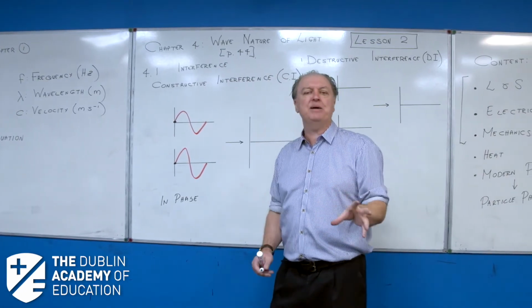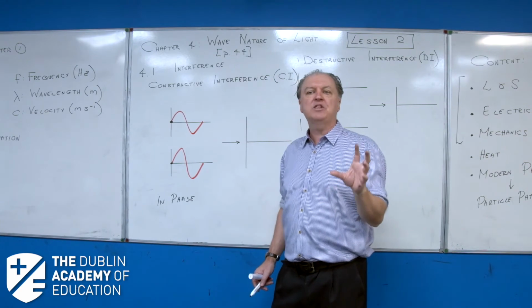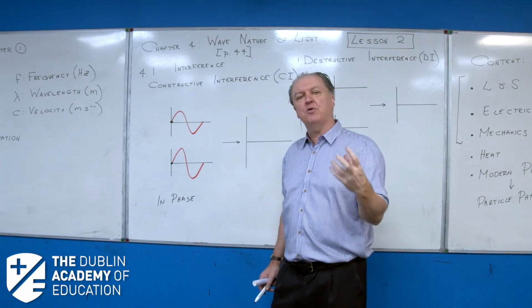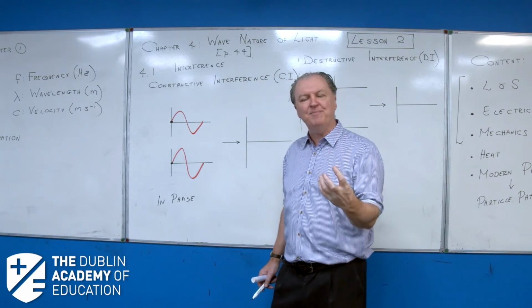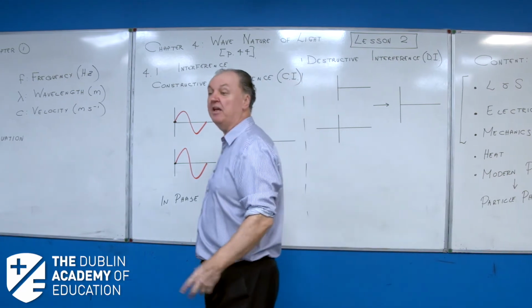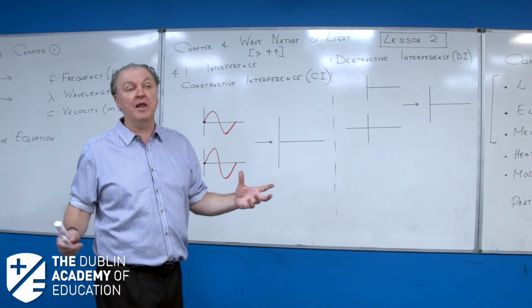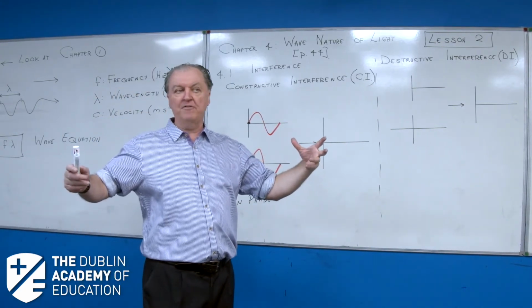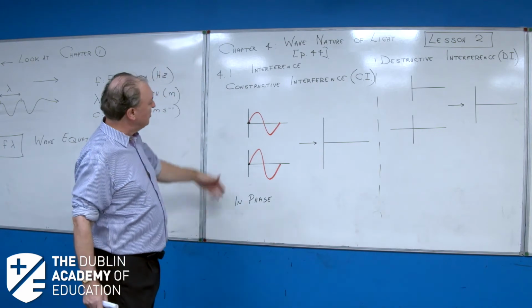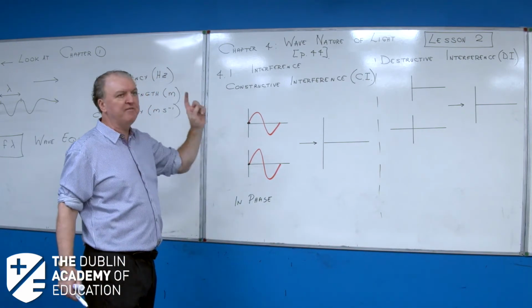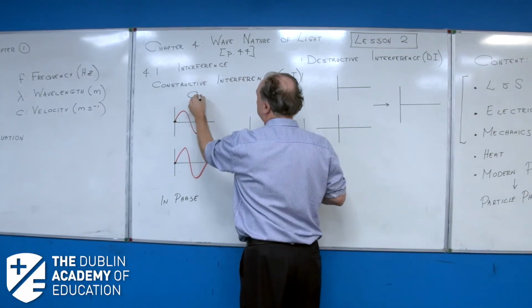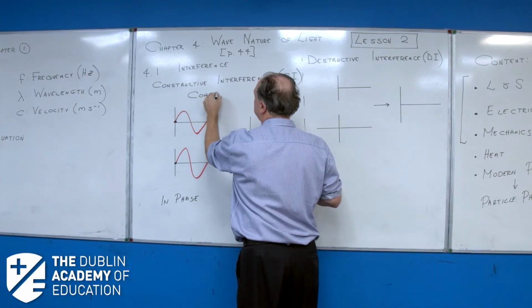And if everything about them is the same, we say they've come from the same source. You know what a source is? A source is something that generates a wave, like a light bulb. That's the source of a light wave. Or a tuning fork, that's the source of a sound wave. So we would say that these waves have come from coherent sources. Everything about them is the same.